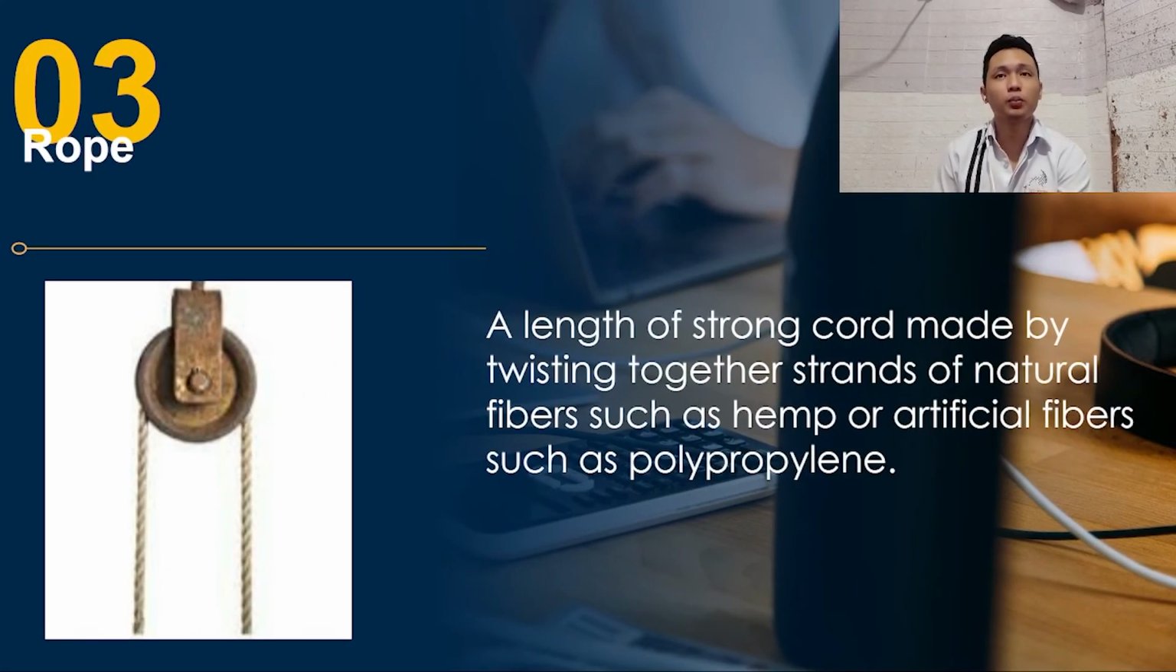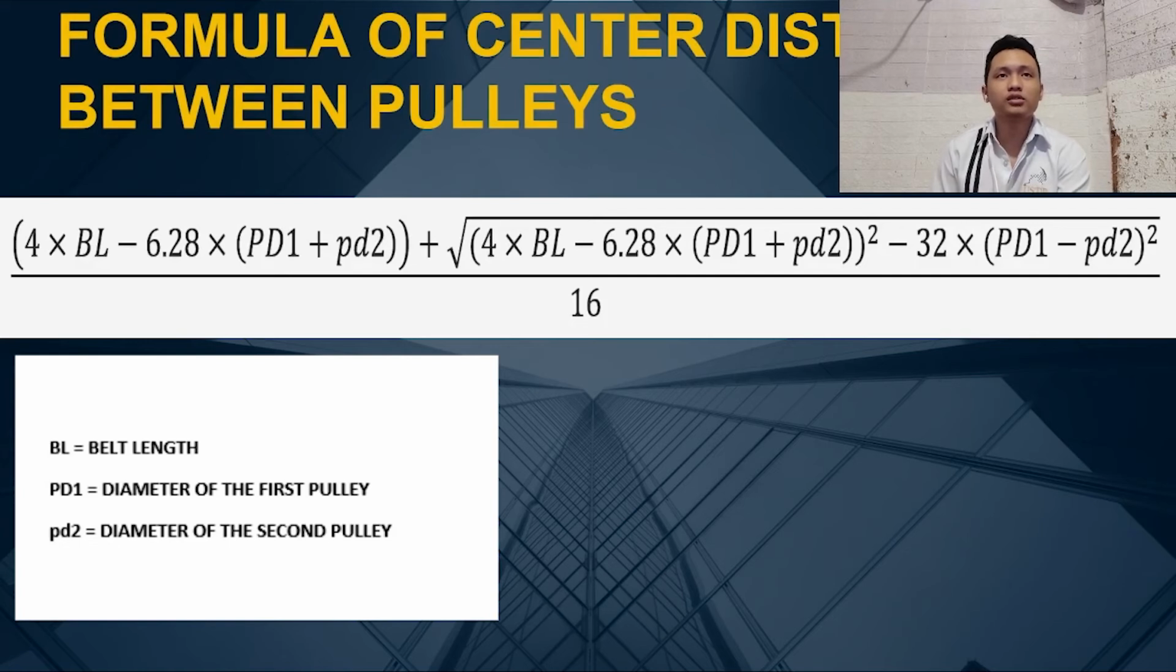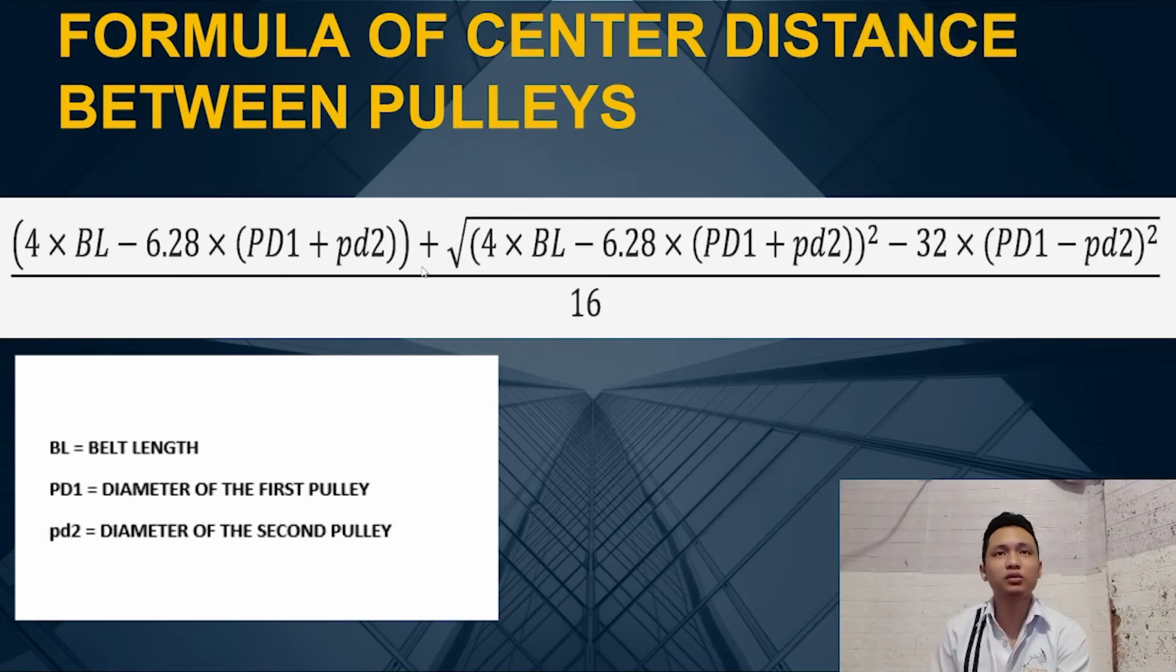Third is the rope, a length of strong cord made by twisting together strands of natural fibers such as hemp or artificial fibers such as polypropylene. So let us now move on to the formulas. The formula of center distance between pulleys.